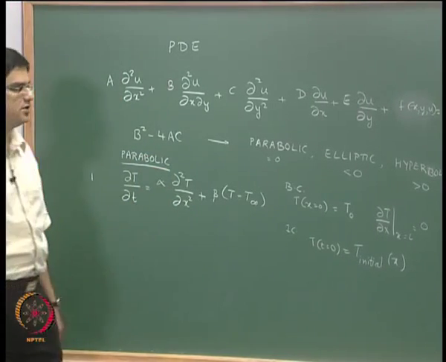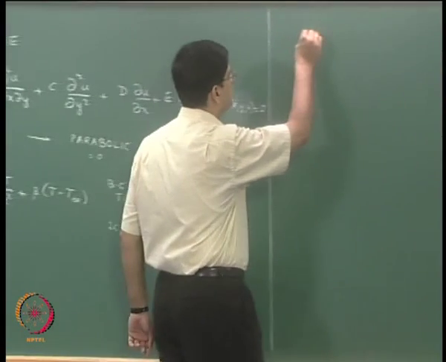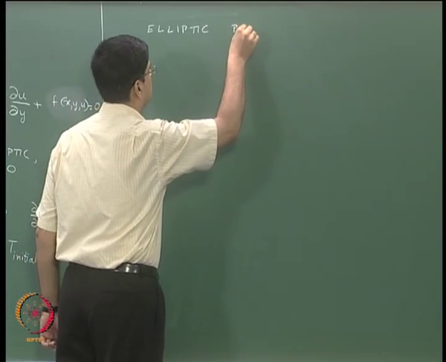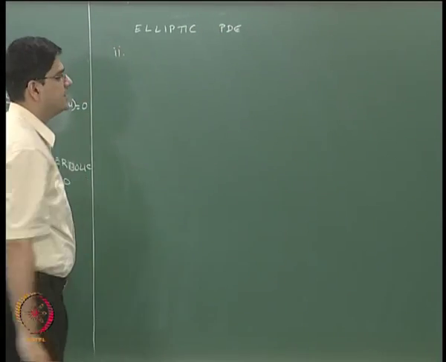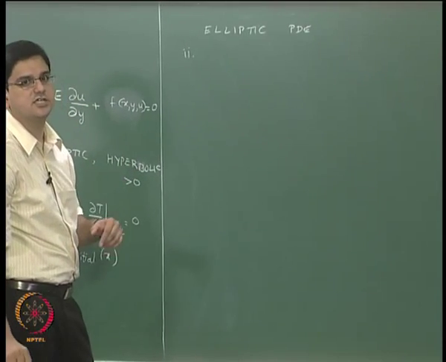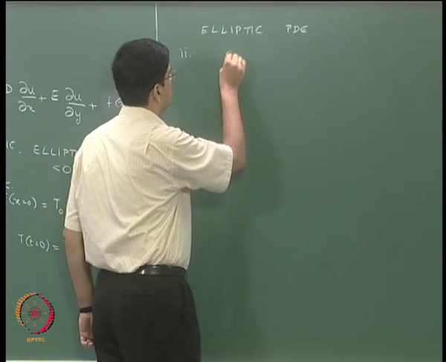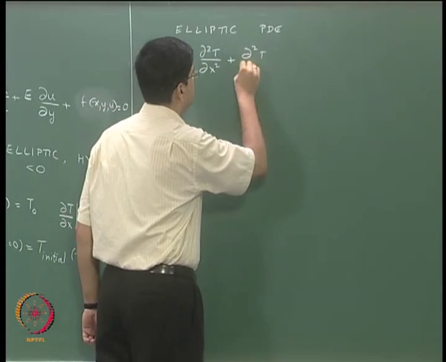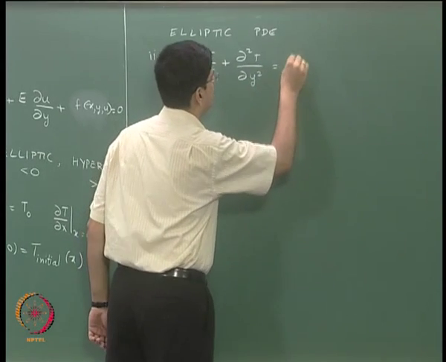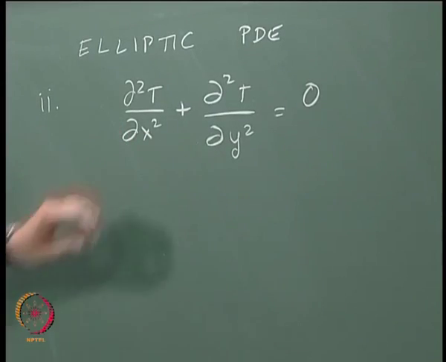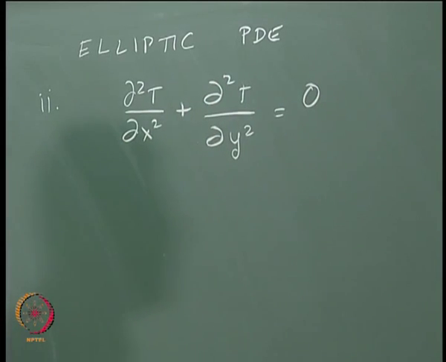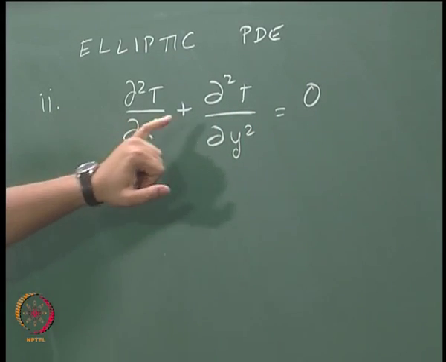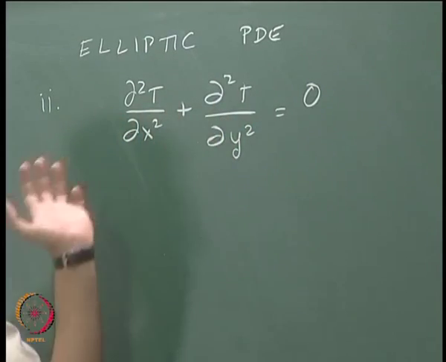Okay, the second example we took was of an elliptic PDE, and that was a heat conduction problem which gave us a Laplacian type of equation, ∂²T/∂x² + ∂²T/∂y² = 0. This would be heat conduction in a rectangular slab of a solid, and there is a thermal conductivity term that gets cancelled on both sides, and we are left with this type of equation.